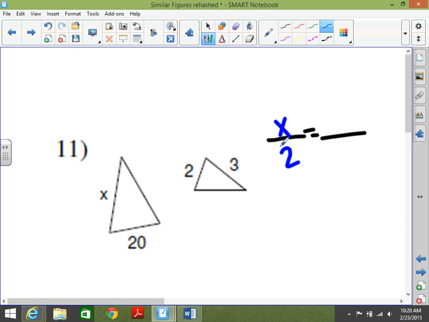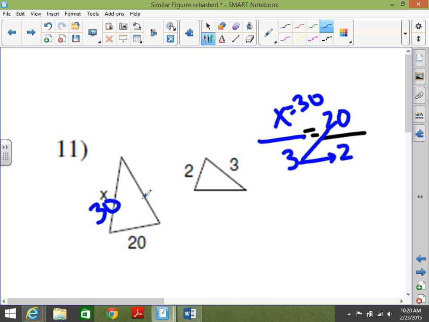And then? X does not match the 2. X matches the 3. Because 2 is that bottom piece. And then what? Nope, can't start with 2. You gotta start here. 20 over, cross multiply, and we get 60. 60 divided by 2 is 30.